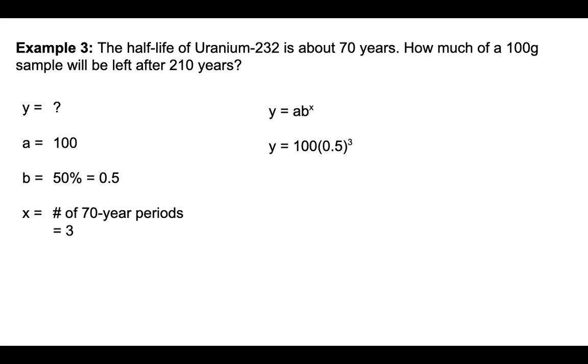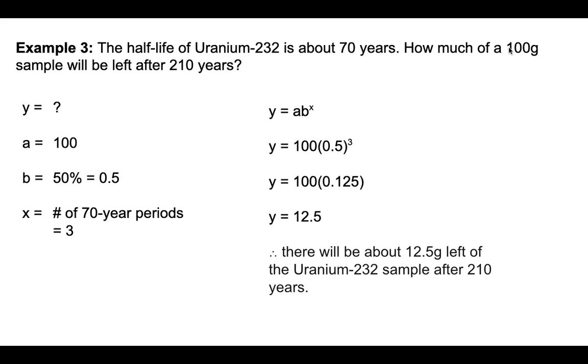So 0.5 to the 3 should be 0.125, but I'll just check. Yeah, 0.125 times 100 should give you 12.5. Now A was in grams, so the final answer will also be in grams. So therefore, there will be about 12.5 grams left of the uranium-232 sample after 210 years.